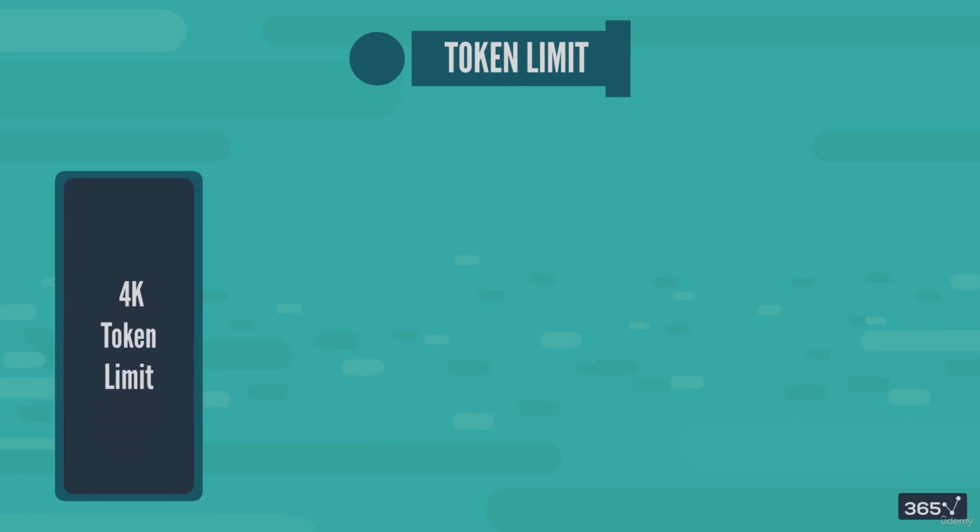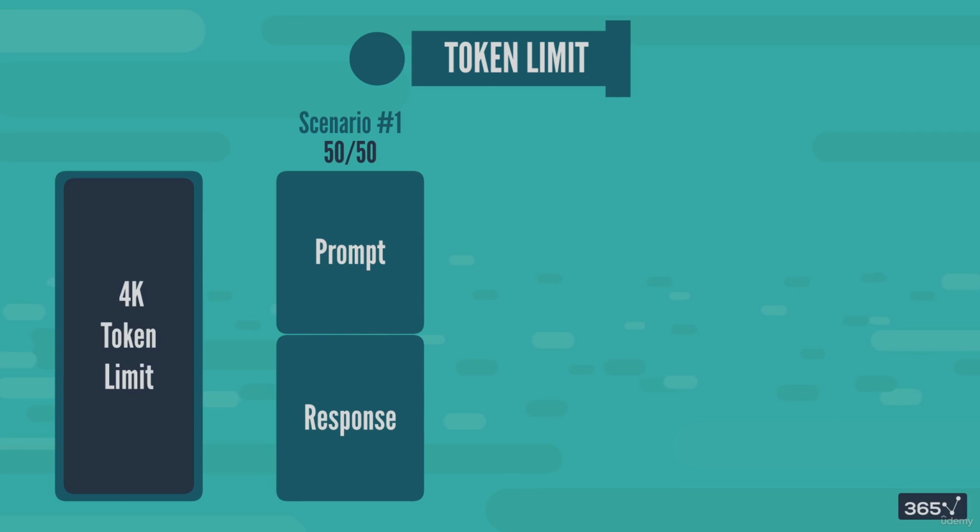Imagine you're working with a limit of 4,000 tokens. In a scenario where the prompt and the response each take up 50% of the token limit, both would be allocated around 2,000 tokens, enough for a detailed prompt and a complete response. That would be your ideal situation.